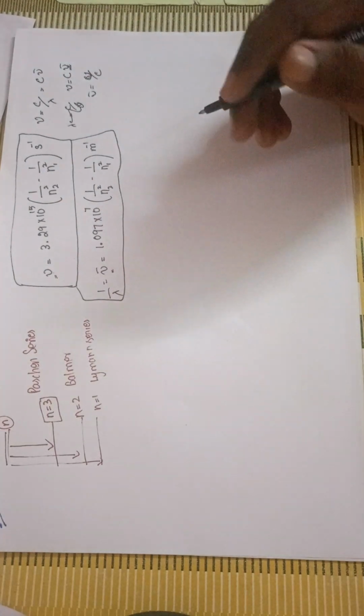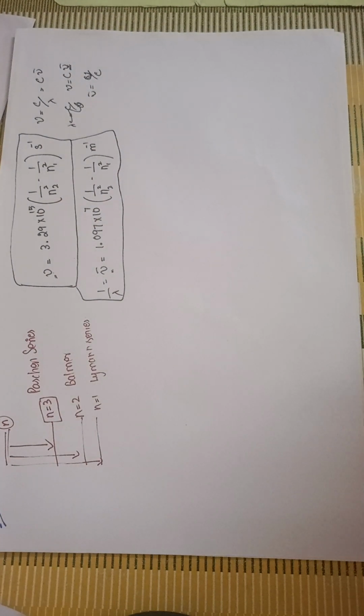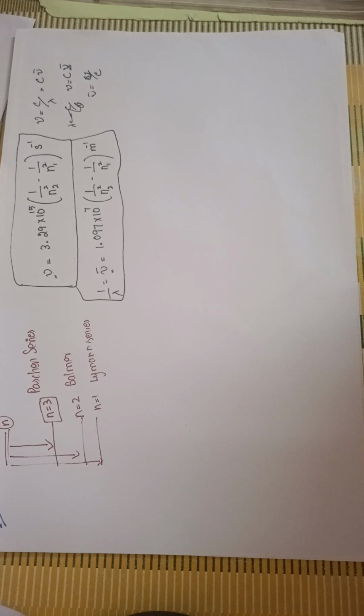Okay, now what has been given in this question? Starts from orbit n, can be represented as mu equal to 3.29 into 10 power 15.